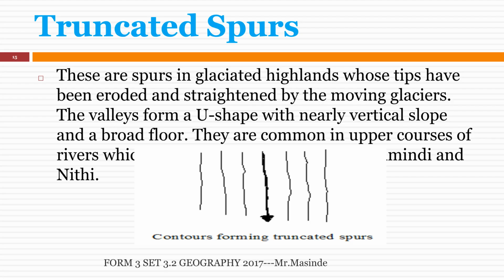Truncated spurs are found in glaciated highlands, where glaciers have eroded and straightened the tips. The valleys form a U-shape with a broad floor. This is common in the upper courses of rivers from mountains like Mount Kenya.